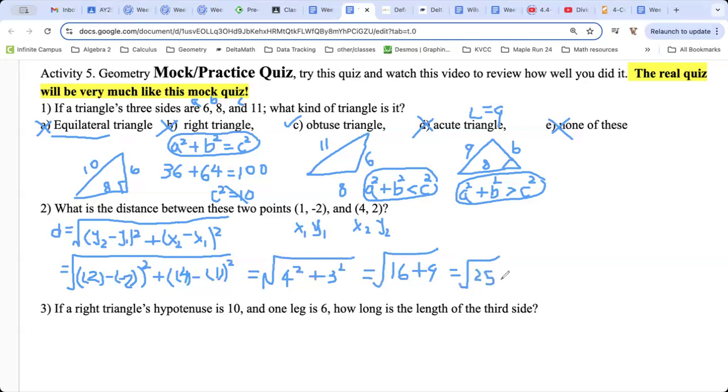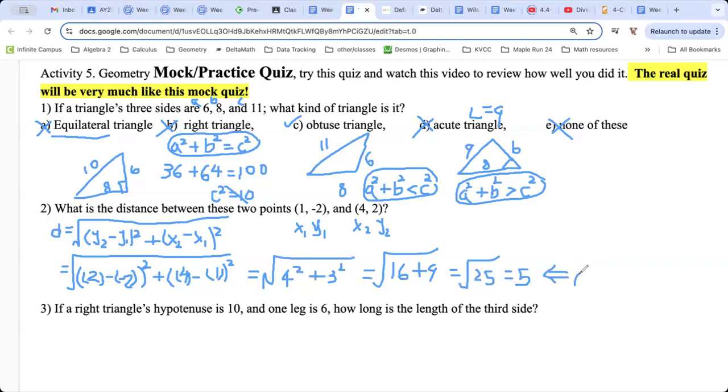And we know that all distances are positive values. So the square root of 25, we take the positive value, it's a positive 5. Okay, so therefore, the distance between those 2 points is 5.